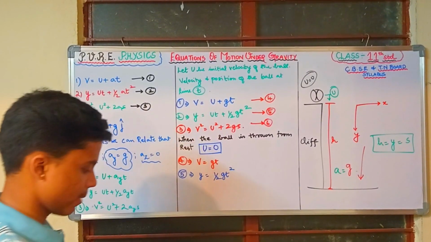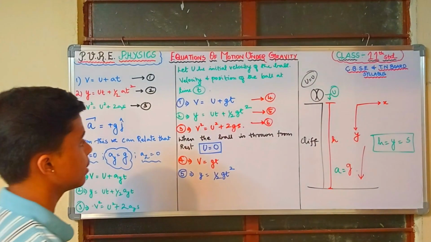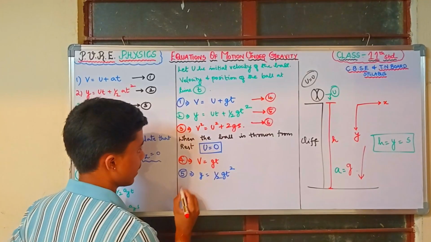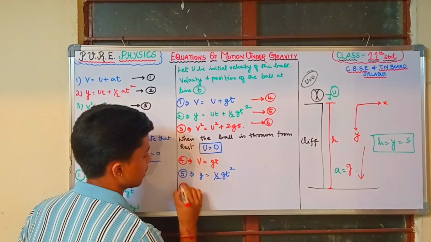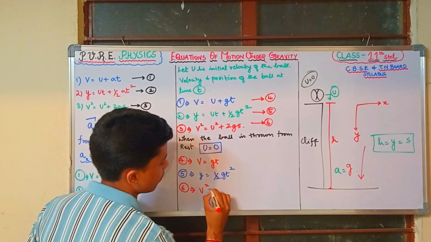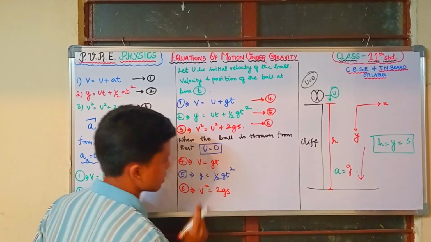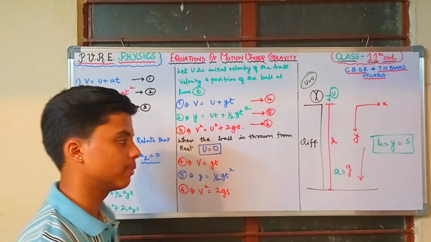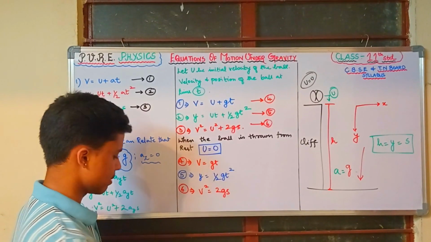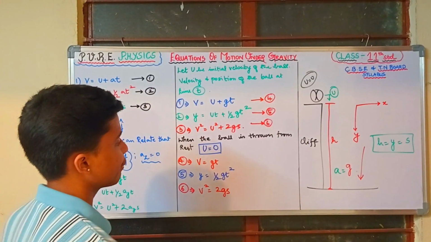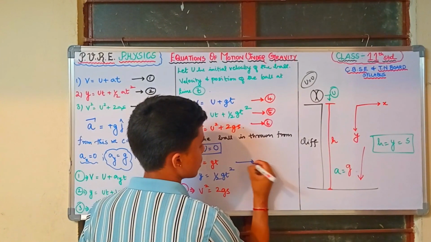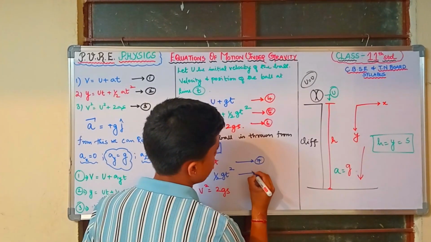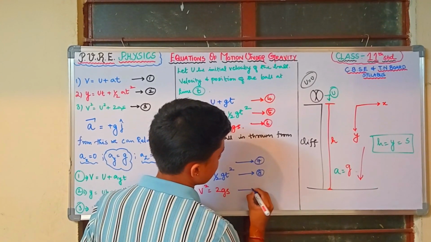And in the sixth equation, you are going to write u is equal to 0 in the place of u square. Therefore you will get v square is equal to 2gs. The u square term will vanish since applying 0 in the place of u will give you 0. So this will be my next set of three equations. This is equation number 7, this is equation number 8, and this is equation number 9.